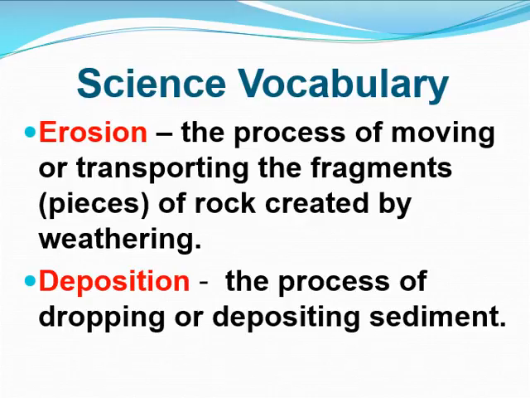Erosion and deposition are the next steps. Before they can be deposited, there has to be this process of moving or transporting these pieces of rock, those sediments. And then the next part is the deposition. It has to be deposited somewhere. Oftentimes it's deposited by water in a body of water. And that's where you can get those beautiful layers like we see in the Grand Canyon.